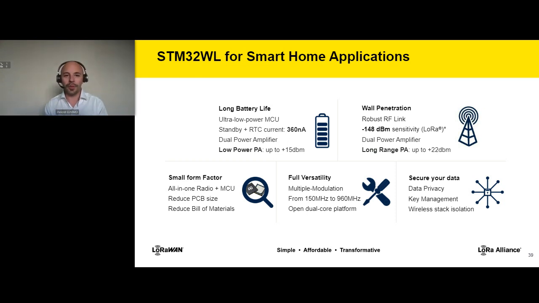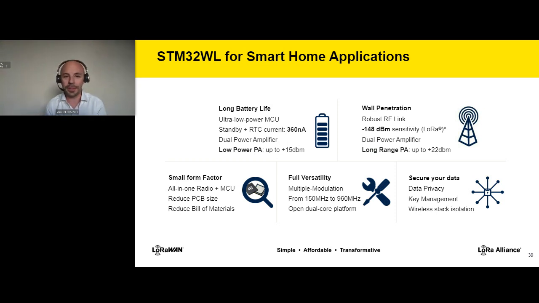Another important requirement for smart home is about the robustness of the RF link. And here, sensitivity and power output need to be strong enough to penetrate through the walls. So the STM32WL provides great sensitivity thanks to the LoRa modulation, and it has also the capability to use the power amplifier in a long-range mode that can go up to plus 22 dBm. So then it can go through the wall, reach the next door, reach the garden, reach the basement or the upper floor.